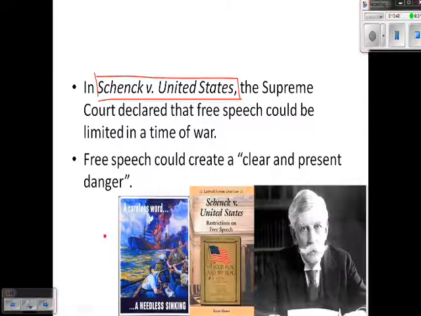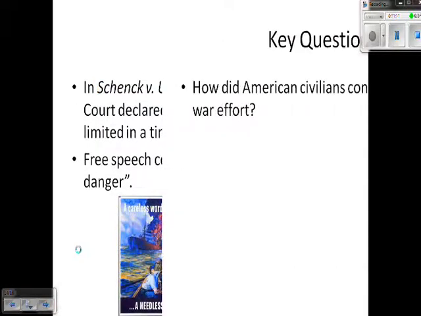Right, this poster down here says "A careless word, a needless sinking," meaning people who were talking to the enemy or who were spying or simply carried out or released classified information, right, could lead to needless loss of American lives.